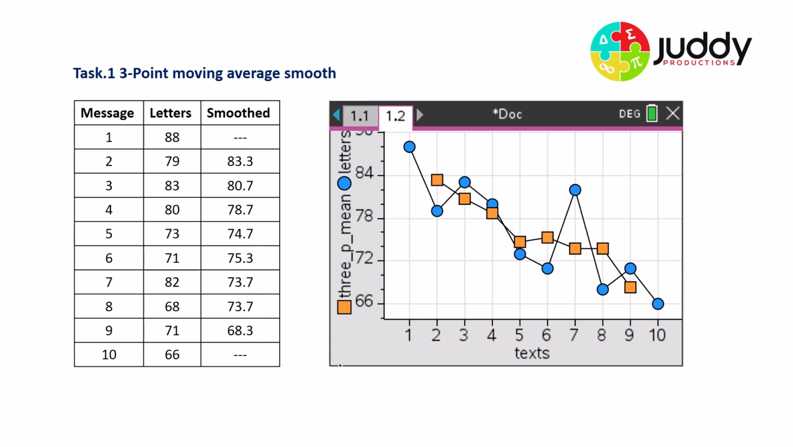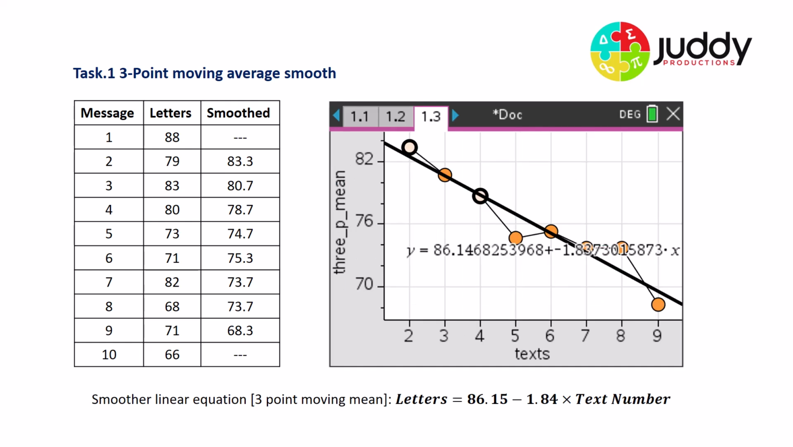Once we perform that smooth, we can come up with an equation for that particular smoothed data that allows us to make accurate predictions. In this case, we end up with the following 3-point moving average smoothed equation. Linear regression says the number of letters is equal to 86.15, take away 1.84 times the text number. So that is our smoothed linear regression. Let's have a look how that's done on our TI-Nspire.